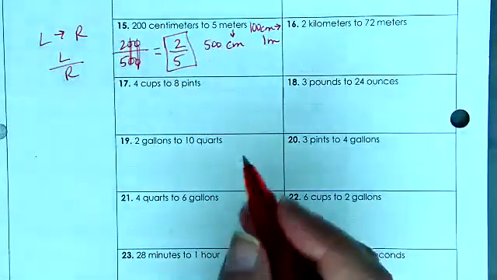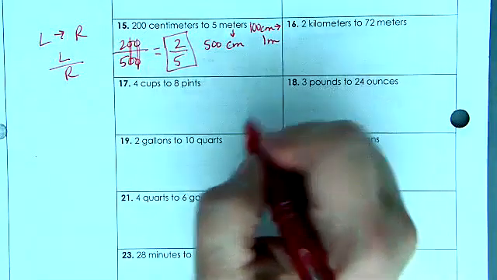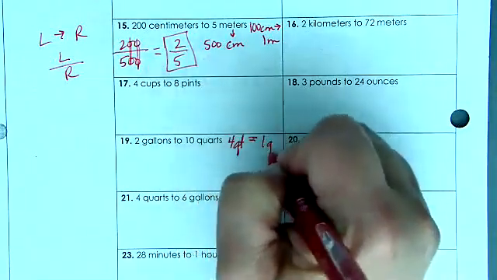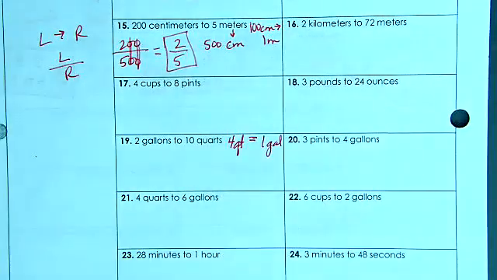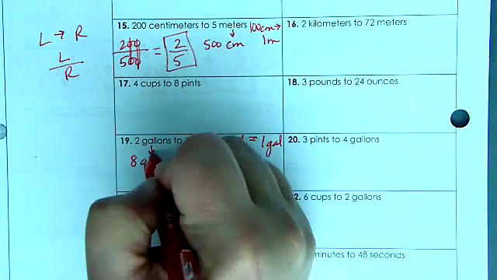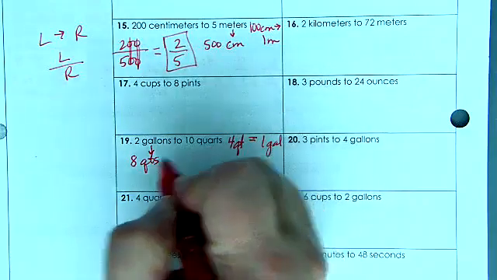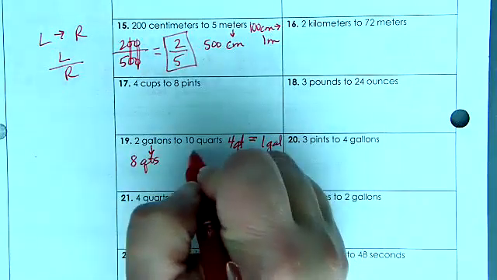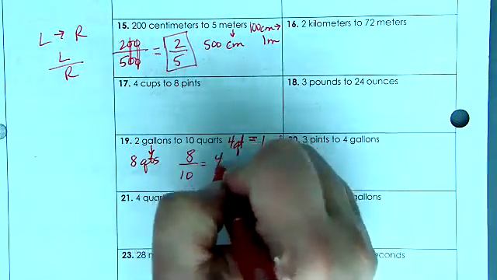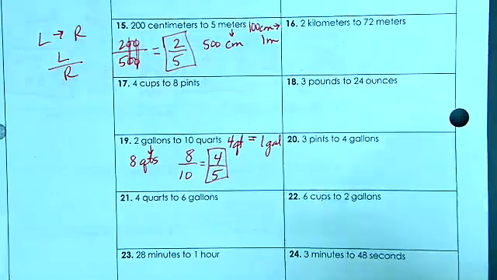Okay, number 19, 2 gallons to 10 quarts. The quarts are smaller than the gallons, so I know there are 4 quarts equal to 1 gallon. So if it's 2 gallons, that means this is going to become 8 quarts. And remember, this is going to be left to right. So I'm going to have 8 over 10, which simplifies to 4/5 as my simplified ratio.